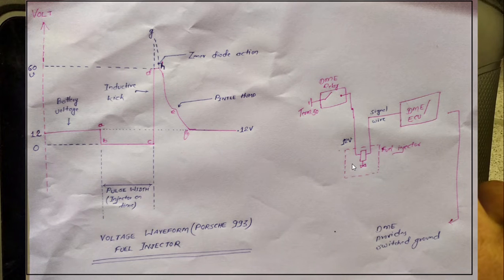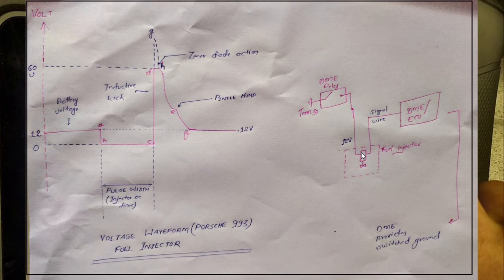So this is the injector here on the right side of the paper, and there is a supply line to it, and there is a signal line to it. The supply line will provide 12 volt, which will be coming from a DME relay. Now this relay will be actuated once we turn on the ignition. As soon as we turn on the ignition, this circuit will be closed and 12 volt will be coming to the fuel injector from this line.